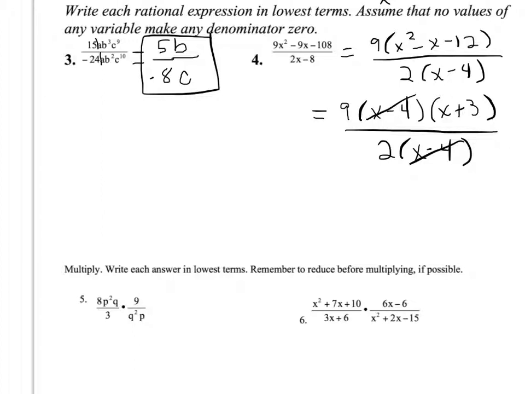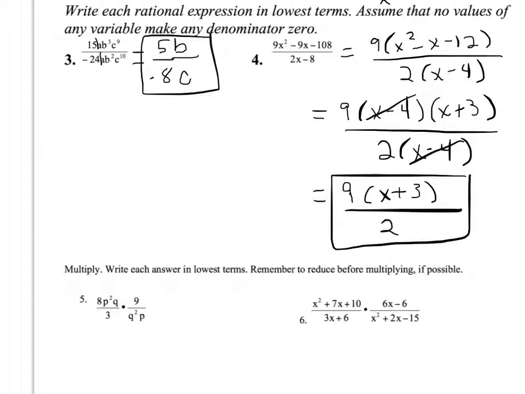My 9 and my 2 do not have any common factors. If, for example, instead of a 9, that had been an 8, the 8 and the 2 would have reduced down. I just happen to have a pair that will not reduce more. And I can't do anything with that x plus 3 because it could only be canceled out if there was another identical x plus 3 as a factor in the denominator, and there is not. So my final reduced answer, and by the way, you can still leave it in factored form, would be 9 times x plus 3 in the numerator divided by 2 in the denominator.